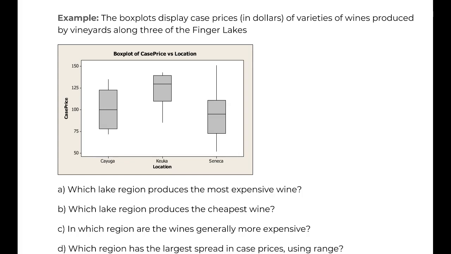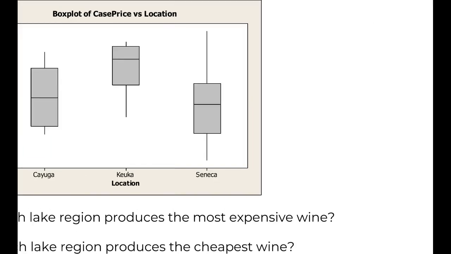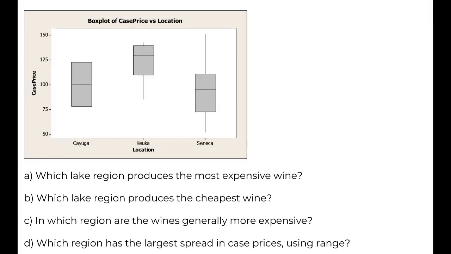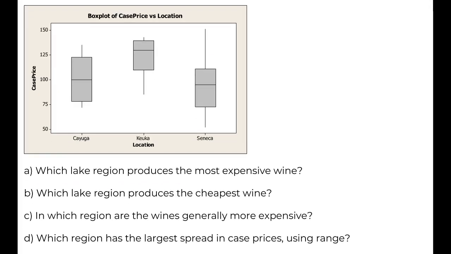So the first example we have is a box plot with case prices from different vineyards along the Finger Lakes. What? I keep doing these things. So we've got our different vineyards, and I got some questions that come next. The first question says, what lake region produces the most expensive wine? I want you to take a moment, if you can, just pause and put your answers to each of these, and then I'll quickly run through them.